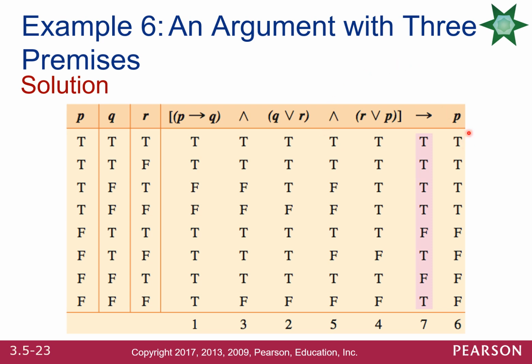And then for the sixth step, we look at our P values. We list all the P values from the first column. And then finally, we evaluate the outer conditional. So let's go through it step by step, all right?